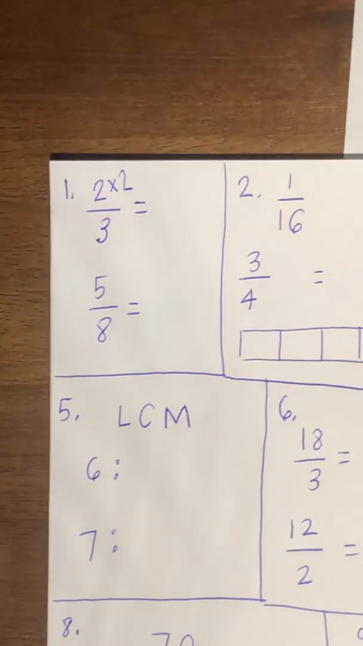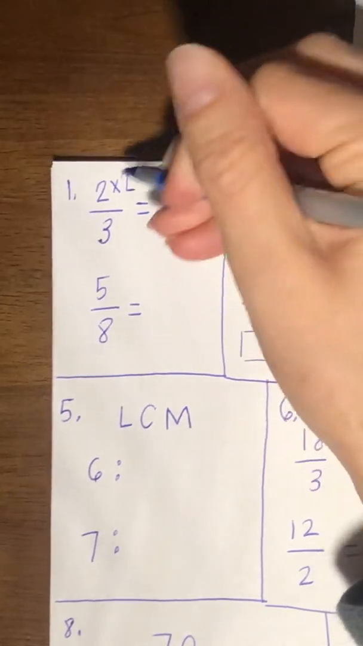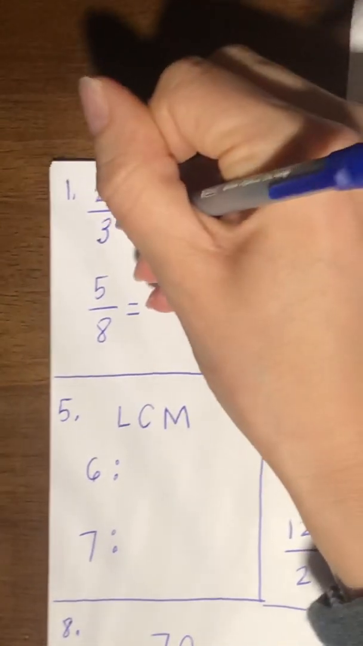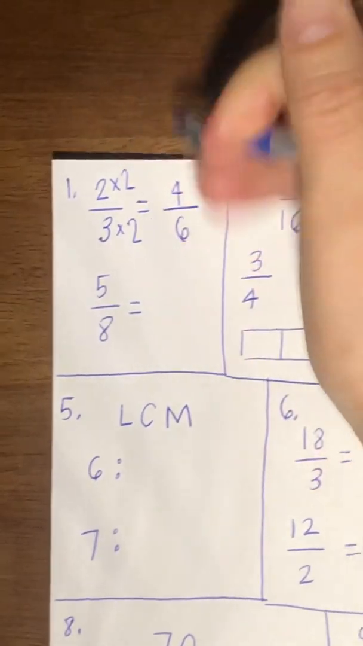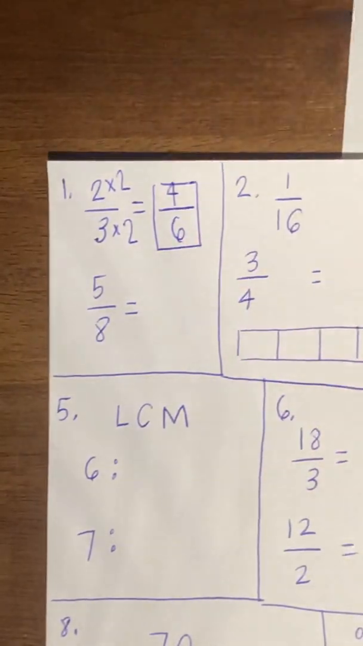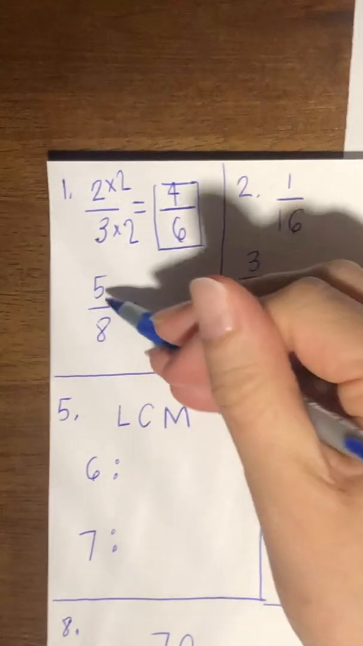So I'll multiply my numerator, 2 times 2, which is 4. Whatever I do to the top, I do to the bottom. So I need to multiply 3 times 2 to find an equivalent fraction of 4/6. Doing that again with B, I have 5/8.